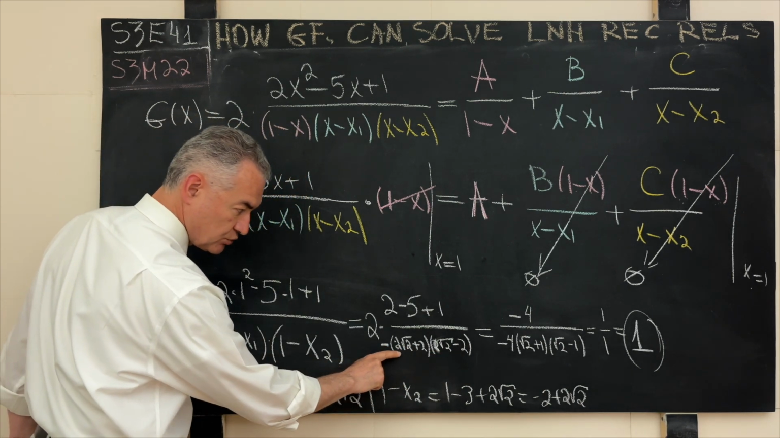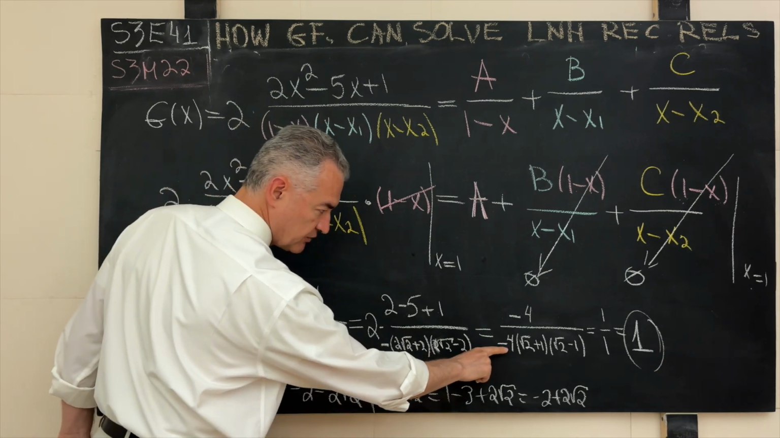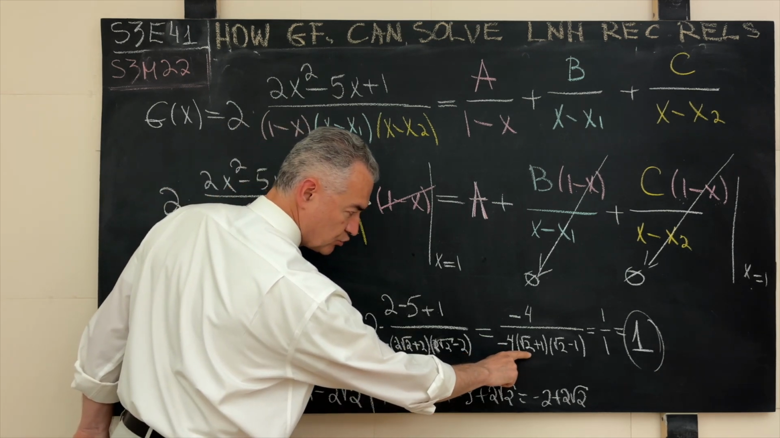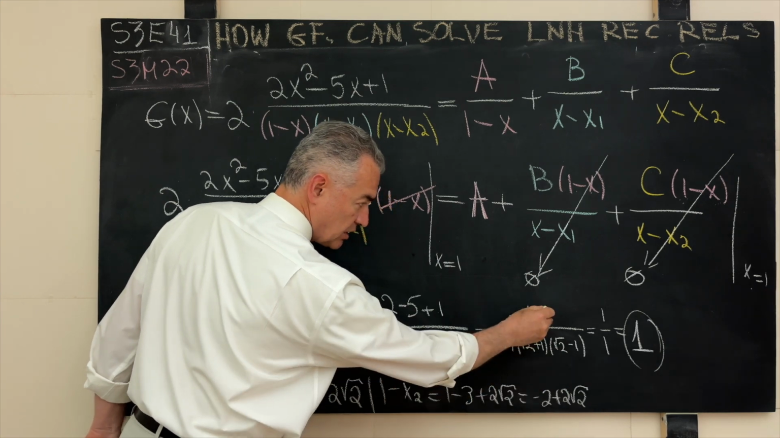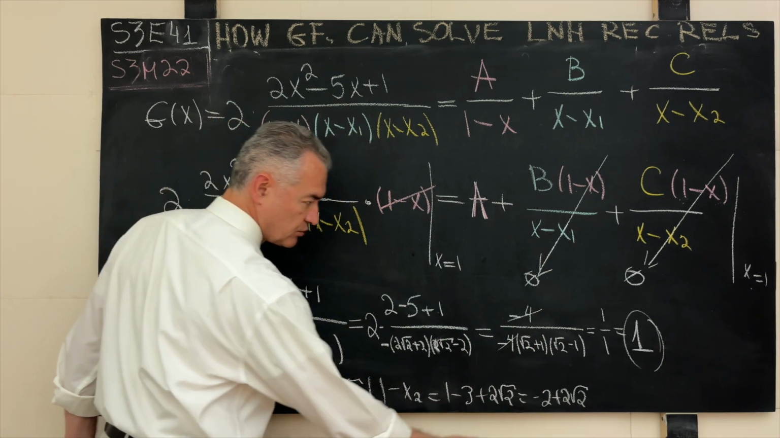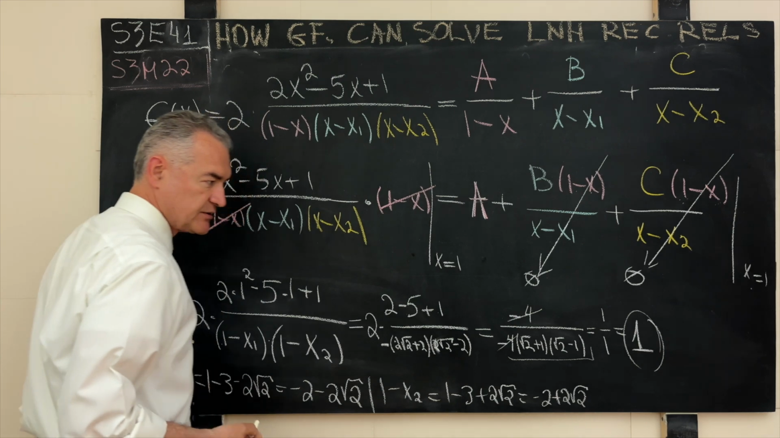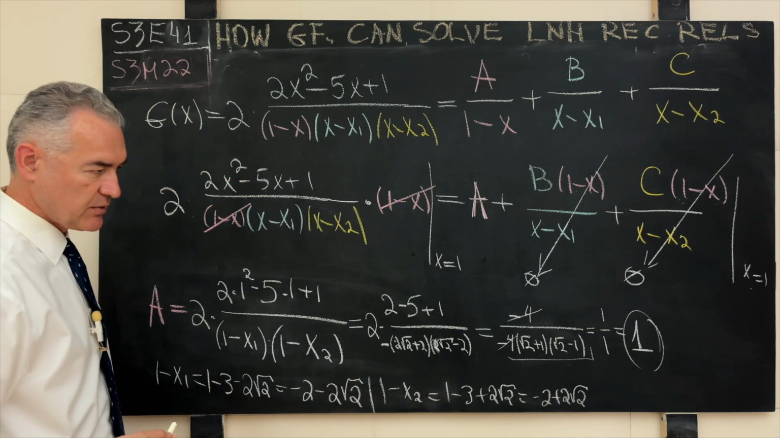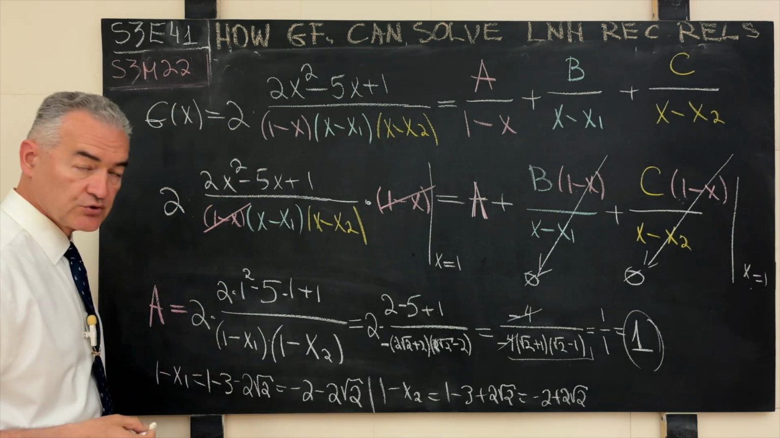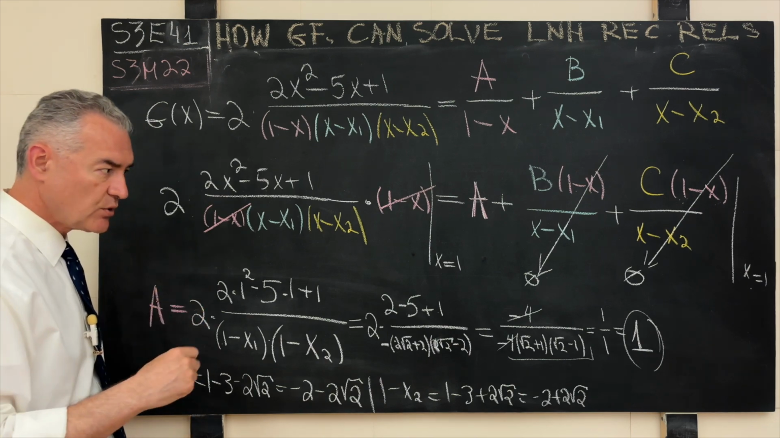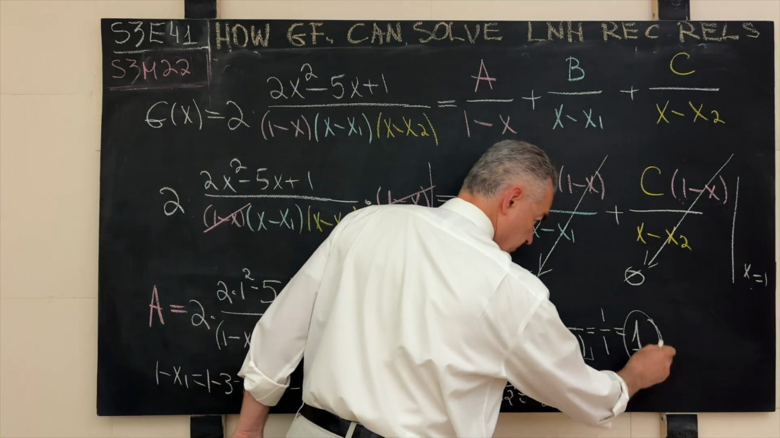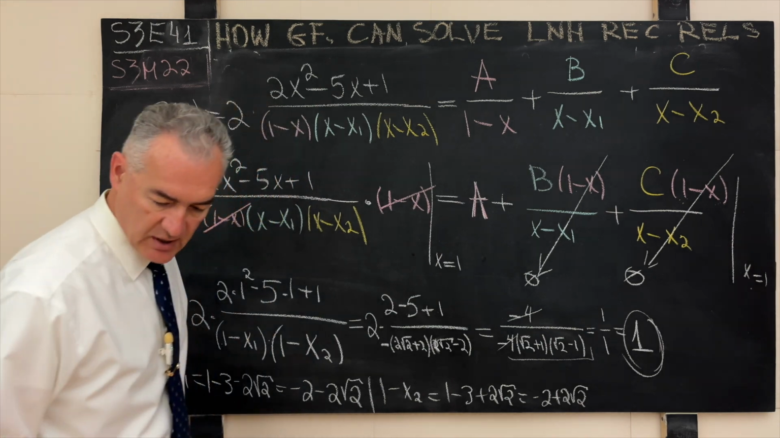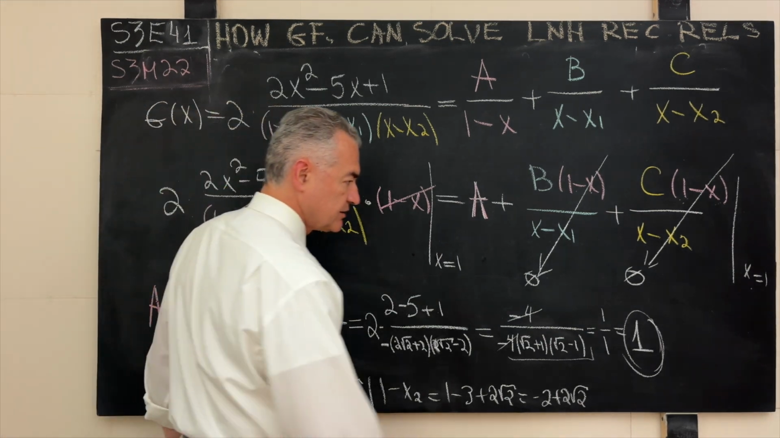And we factor out 2, we get negative 4 in the denominator, square root of 2 plus 1, square root of 2 minus 1, minus 4 cancel out. And what is this? This is a plus b times a minus b, a squared minus b squared. Square root of 2 squared is 2, minus 1, 1, 1 over 1, 1. And this is it. The value of the constant a is 1.